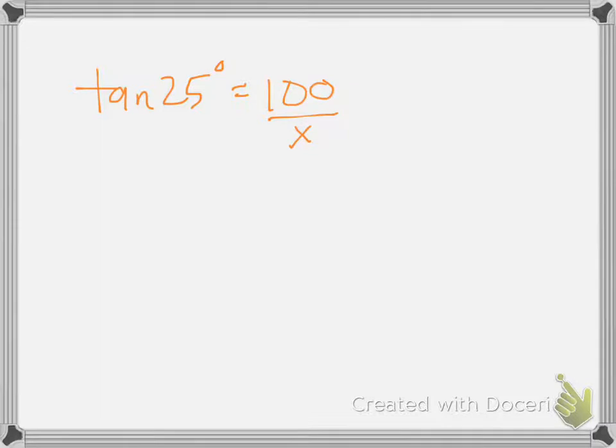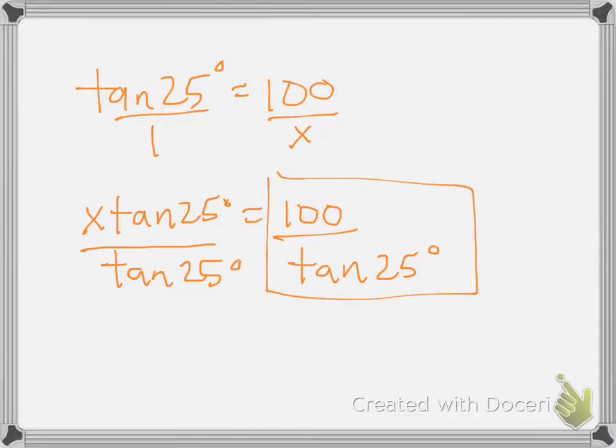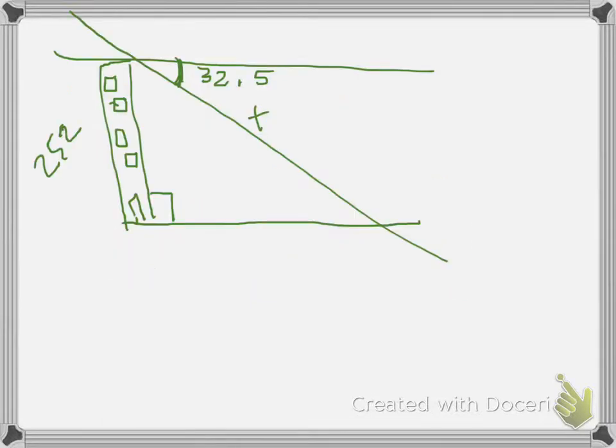How you solve this is you cross multiply. X tangent 25 degrees is, you'd put a 1 under here, and then 1 times 100 is 100. I'm solving for X, so I divide by tangent of 25. And I put this number in my calculator, and I get a number. All right, let's do one more.